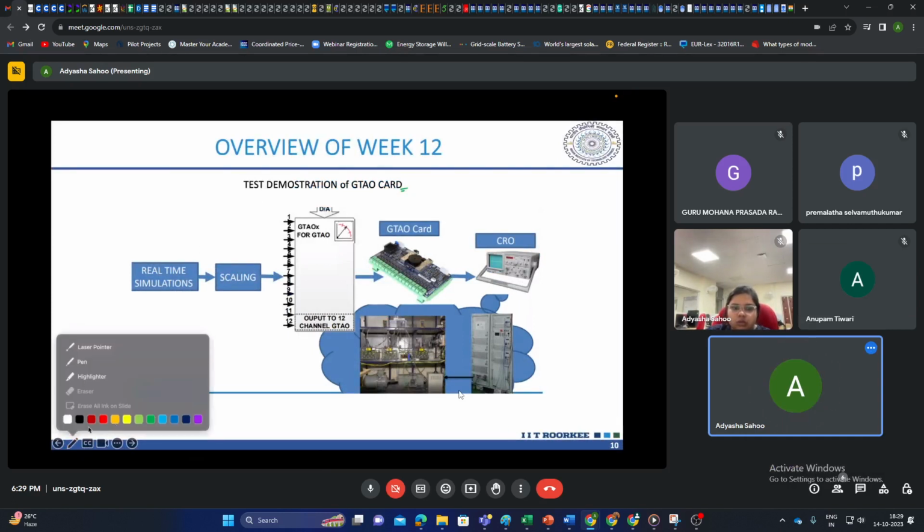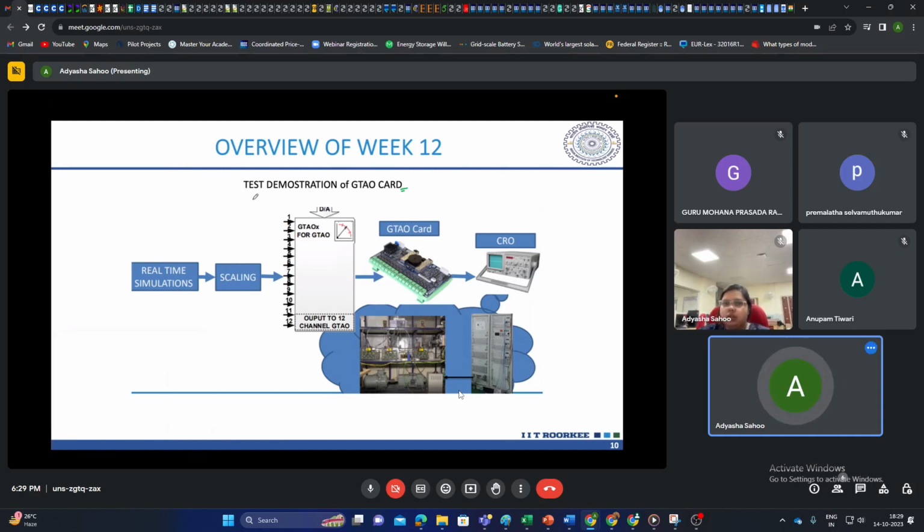Coming to the GTAO card here, we take the RTDS output and scale it down for the rating of this device, the GTAO card. Here also it is a 12 channel card, and you can see this card is physically mounted on the racks.